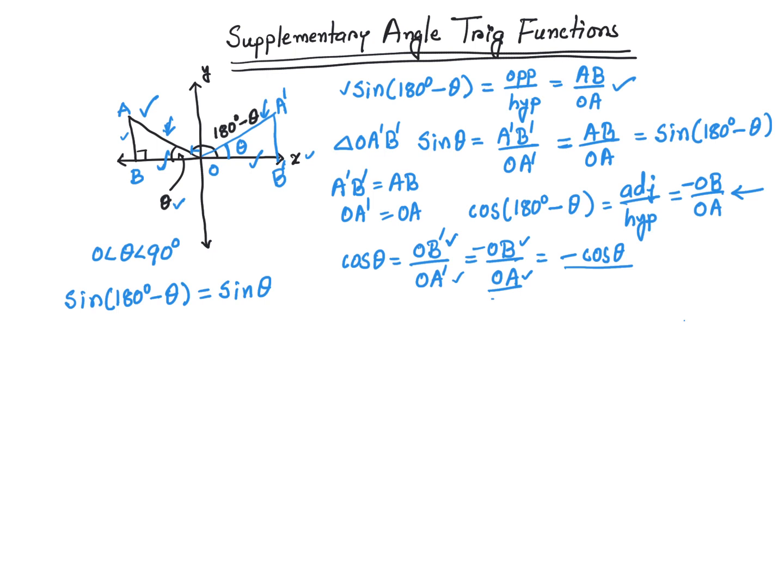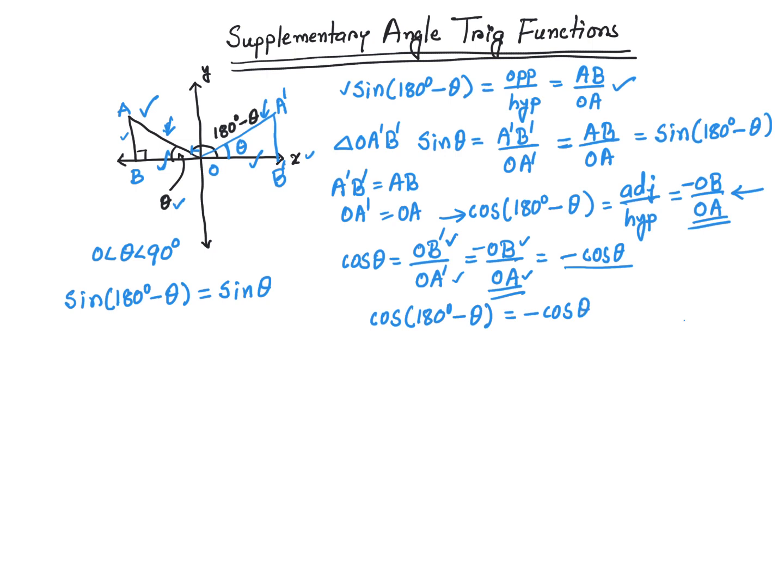But by the way, this is the same as cosine of 180 degrees minus theta. So cosine of 180 degrees minus theta is going to be negative cosine of theta.